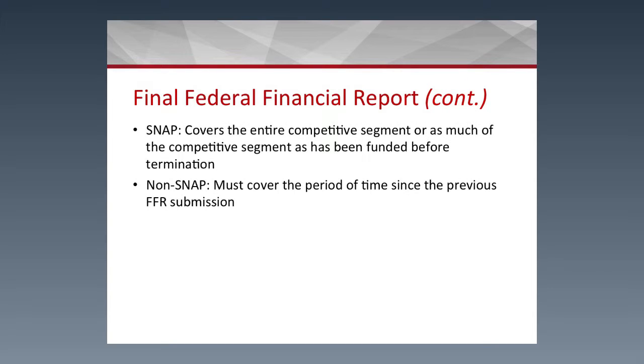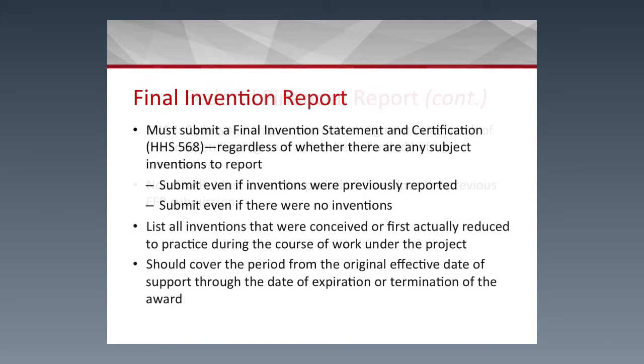The final federal financial report covers different periods based on whether it is a SNAP award or a non-SNAP award. For a SNAP award, the final FFR should cover the entire competitive segment or as much of the competitive segment as has been funded through termination. For a non-SNAP award, the final federal financial report must cover the period of time since the previous FFR submission. You must submit a final invention report even if you have previously submitted reports of your inventions, and you must also submit an invention report even if there have been no inventions.